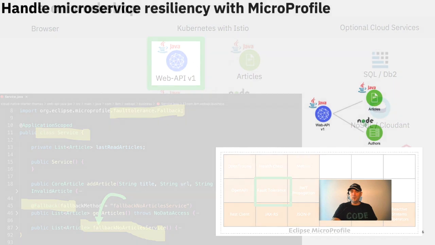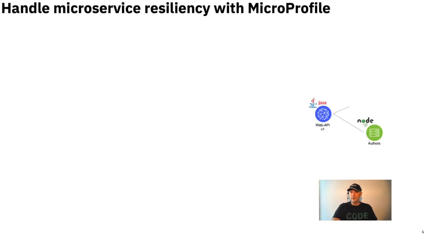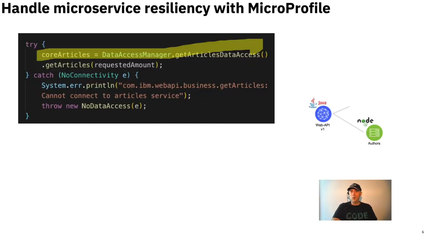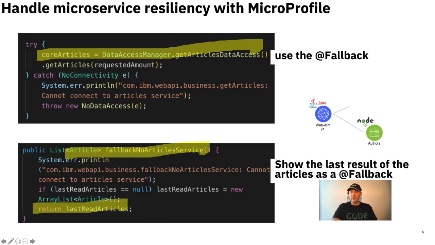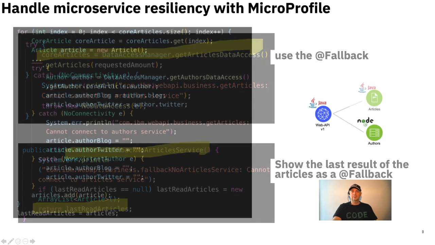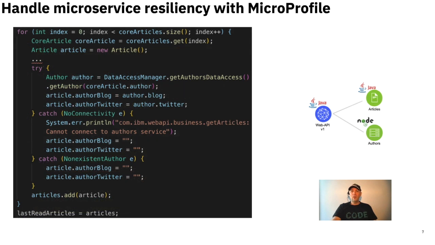In that situation, we cannot connect to the articles microservice. We know our defined fallback method noArticleService will be used. In that fallback method, we implement to show the last result we got from the article service. Here's the code where we build our articles list.